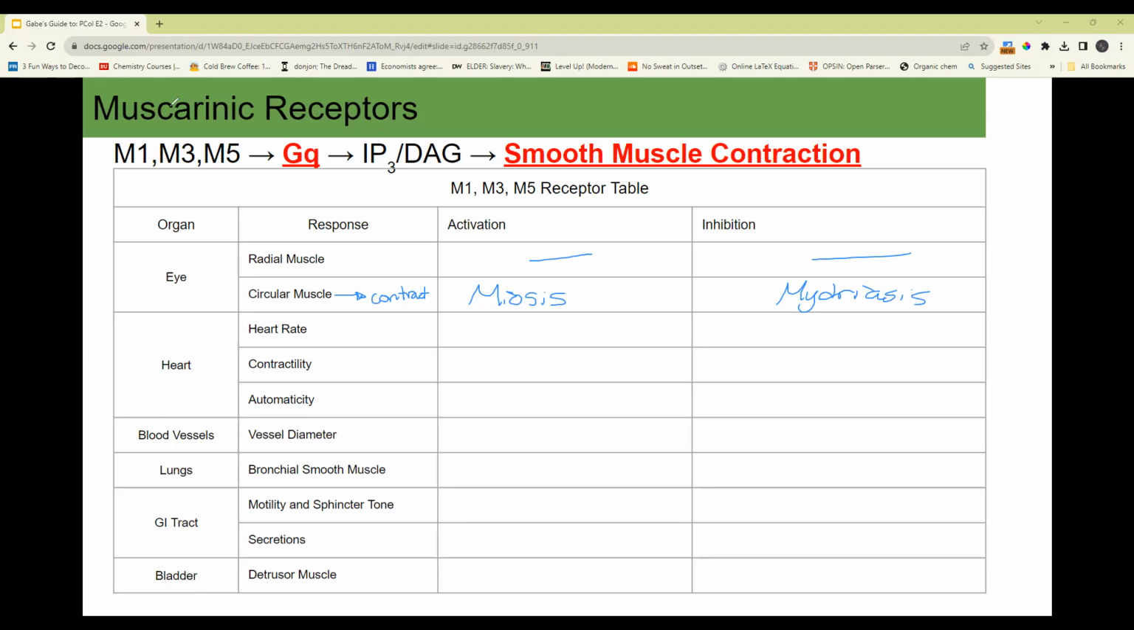Remember, M1, 3, and 5, when they are activated, cause contraction. So in the activation column, I should never see something like smooth muscle relaxation, right? Because if you activate Gq, you have to cause contraction of some kind. All right, we'll come back to this slide later. That was the last one I got to.